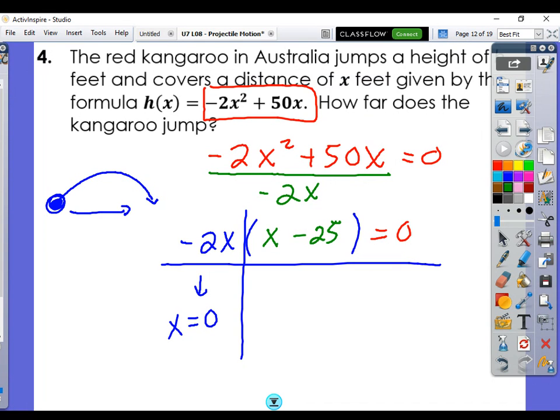The one we really care about is this guy. If we add 25 to both sides, we have x equals 25. So really, that's a 25-foot jump. That's crazy. I'm not sure if kangaroos can actually jump 25 feet, but I'm sure Google could tell you. That's the horizontal distance, right? The horizontal distance that our kangaroo is jumping here is 25 feet. So that's what we're looking at for jumping and figuring out when someone hits the ground.